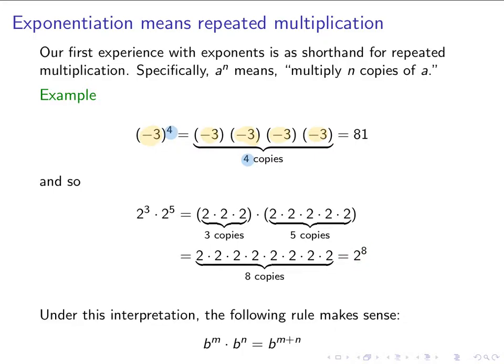So under that interpretation, the rule makes sense that if we have the same base with 2 exponential expressions, then b to the m times b to the n should be b to the m plus n. In other words, when we multiply powers of the same base, the exponents get added. So let's see what some results of this rule are.